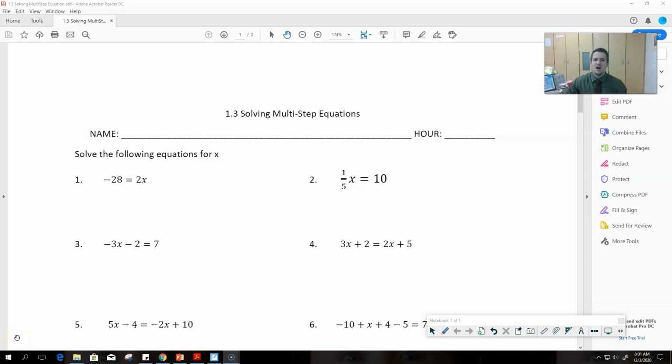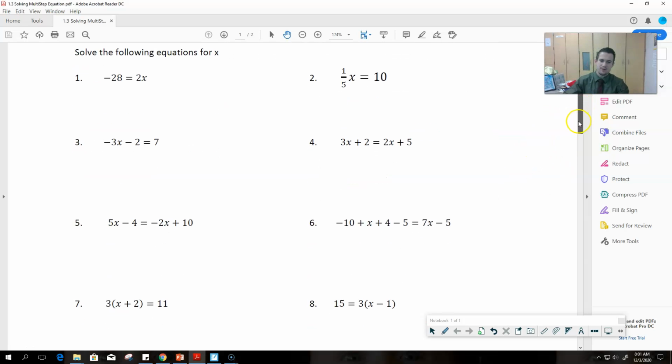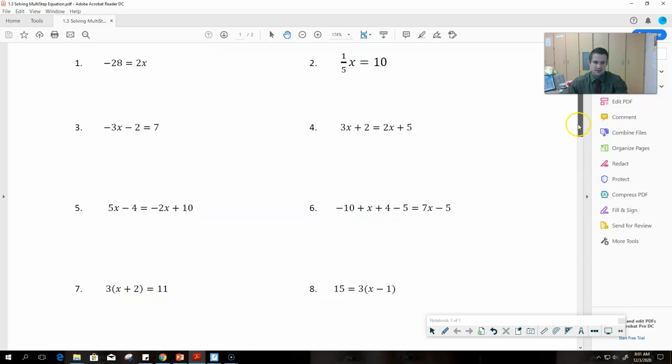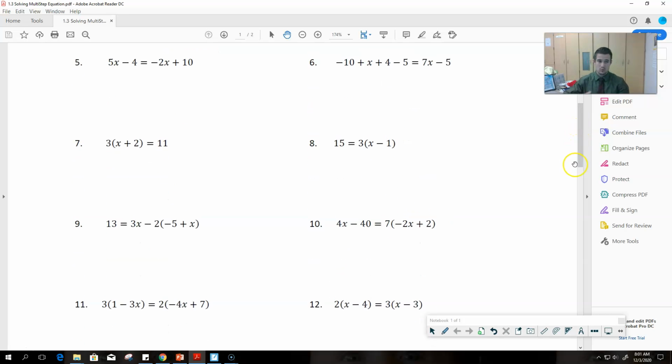We're on the 1.3 homework assignment on solving multi-step equations. So I'm going to choose just a couple of these to go over so you have a little example of a variety of different kinds of problems from the homework so you can feel a little bit more comfortable about these different kinds of problems. So for example, I'm going to do number 6 first real quick here.